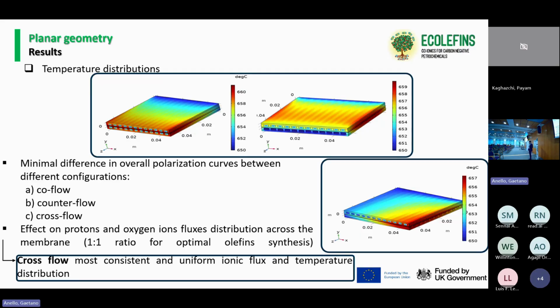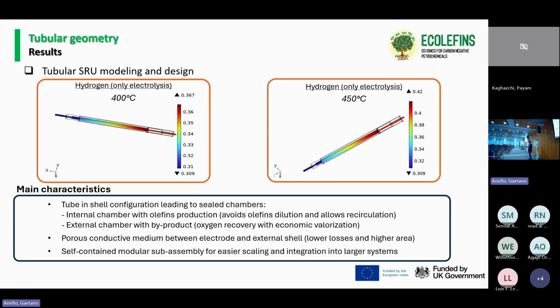But now we want to focus more on the olefins production, and especially on the new geometry, which is the tubular. So at least I can introduce both of them. The tubular is considered as a tube and shell configuration, so we have one tube inside our shell. In the inner tube, we are producing olefins, which we can extract and eventually recirculate if we want to have multiple passes in the reactor. And the outer flow is just water and oxygen.